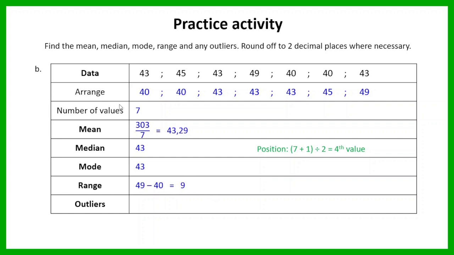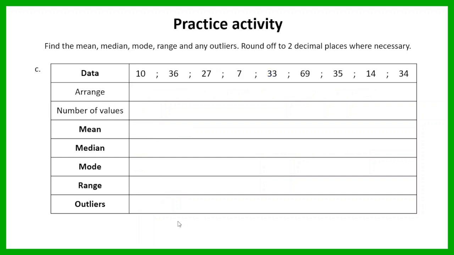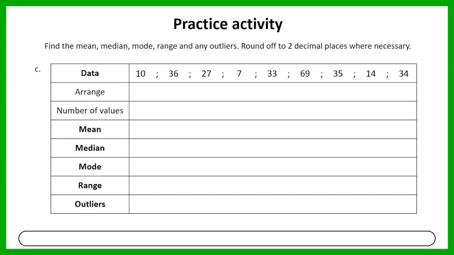And then outliers, if you look at the values over here, they are all pretty much in the same sort of range. So there are no outliers for this example. Okay, next example. Here, once again, you're going to find all of those same things, the mean, median, mode, range, and outliers for this new data set. I'm going to give you 2 minutes for this example as well.